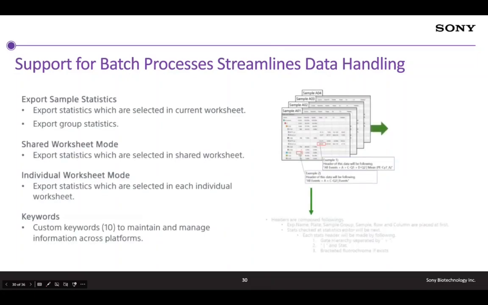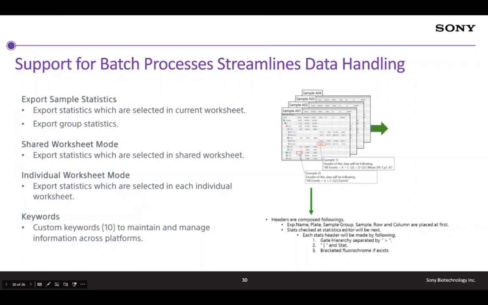We also have a batch analysis feature that allows you to export, once you've analyzed your data, all of your statistics in a CSV file for an entire sample group. It also will give you a PDF of the worksheet of each of your samples. We have multiple worksheet modes. You can have a shared worksheet in your sample group where every change you make is shared across the entire sample group, or you can have individual worksheets if you want to do individual analyses for your samples. And when you export FCS files, you can enter up to 10 custom keywords to help you maintain and manage information across different platforms.